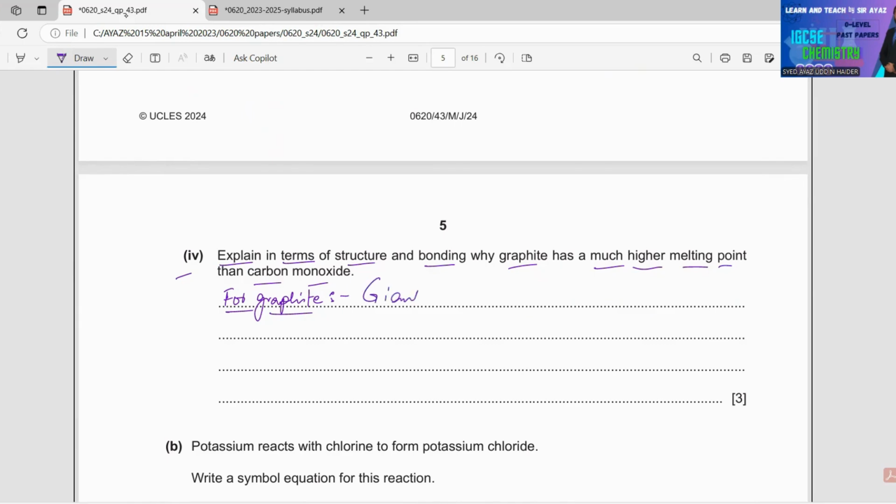Giant structure with many strong covalent bonds. You can even mention strong attraction.